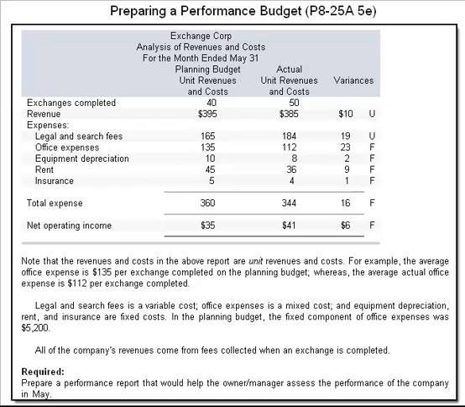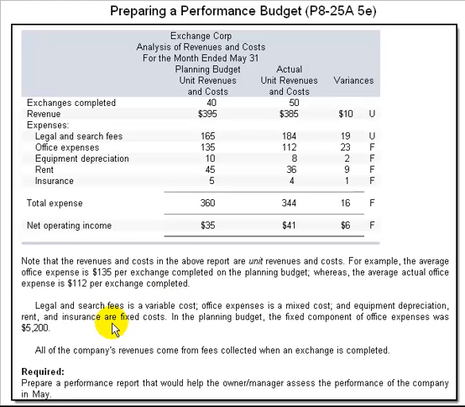Okay. So again, the emphasis here in the notes is what you're looking at were unit revenues and costs. So they're telling us that the average office expense is $135. That's this number right here, per exchange completed on the planned budget, where the actual office expense is $112. And I'm just reading this paragraph in here.